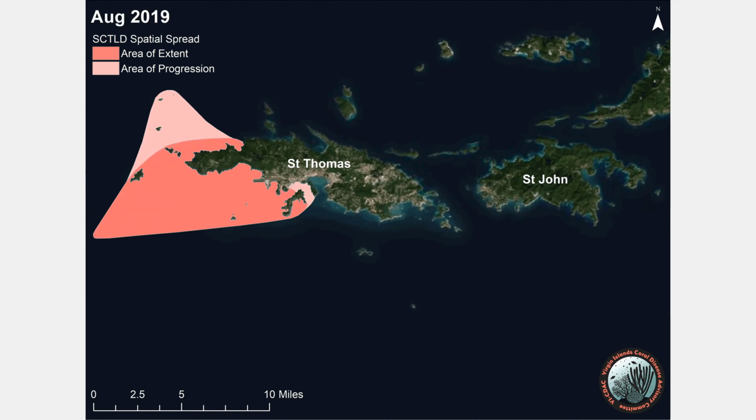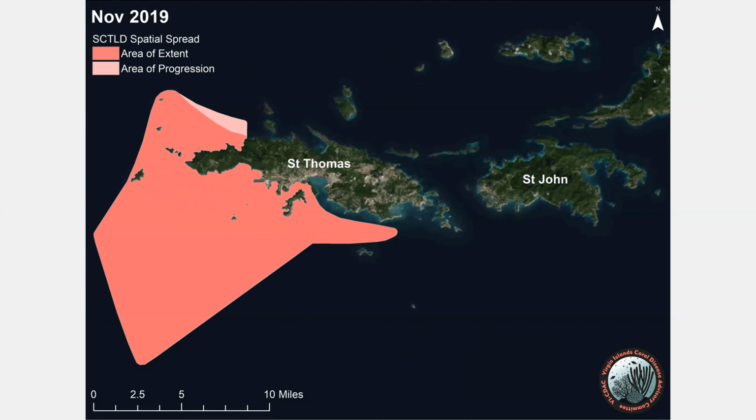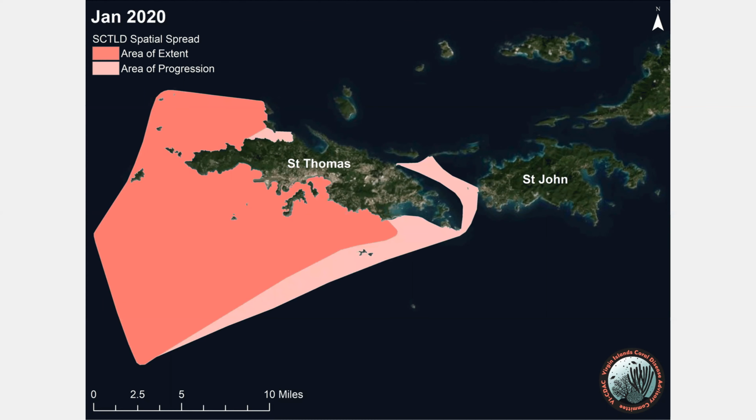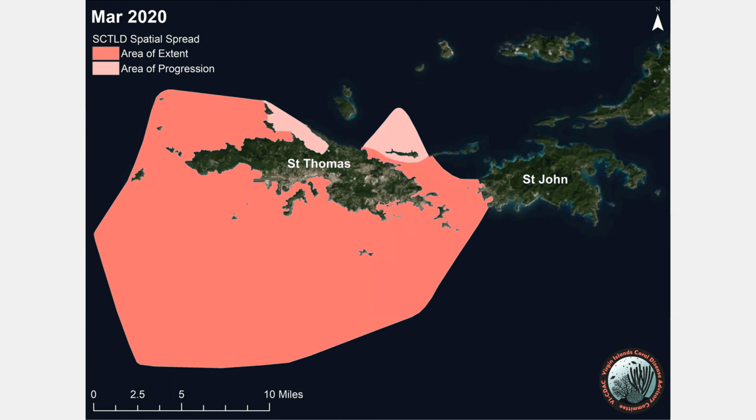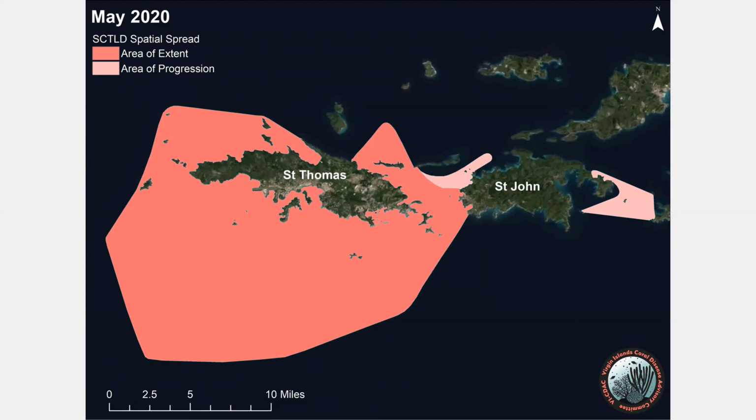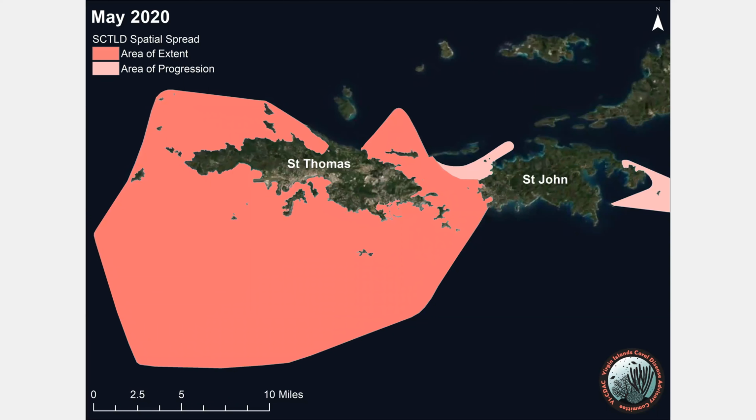The light pink area of the polygon depicts the disease boundary, or the areas of new observation of disease. And the salmon area of the polygon depicts the total area of infected reefs. And after about a year and a half, you can see that the disease has encompassed almost the entire island of St. Thomas, including both near-shore shallow reefs and offshore mesophotic reef systems. The disease has also spread to the neighboring island of St. John, and most recently, the British Virgin Islands.